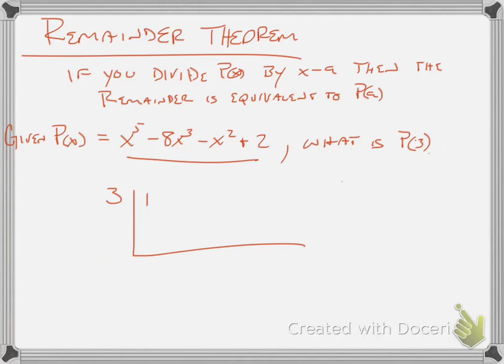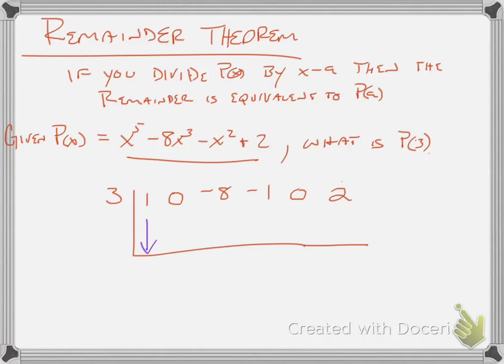Another key part to this problem, when I write my coefficients, I have 1, but notice there's no x to the fourth term, so I have to put the 0 there for that. Then the -8, then the -1, but there's no x to the first term, so there's going to be a 0 for that, and then 2. So now we're going to the synthetic division part.